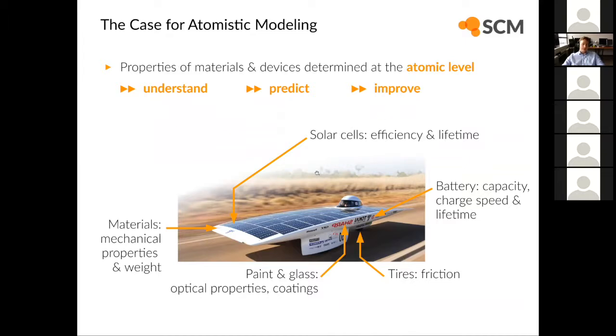An example is the solar car here, where there are a lot of different components, say solar cells, whose efficiency and lifetime can be improved. There are obviously battery systems for which similar things hold, as well as the capacity and the speed in which they can be charged. And then there are lots of material science questions, for example, the chassis, its mechanical properties, the optical properties of the glass material or the coatings. And then there are, for example, tires whose friction can be studied.